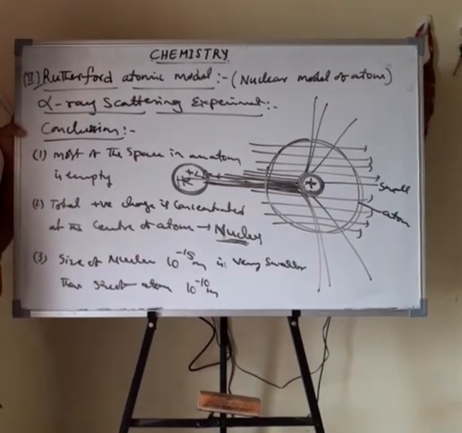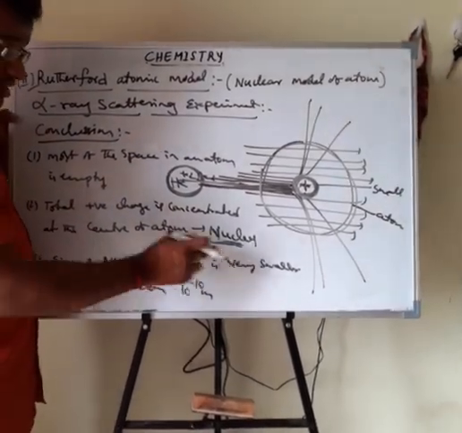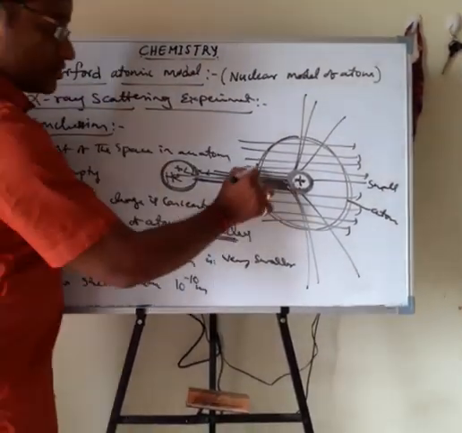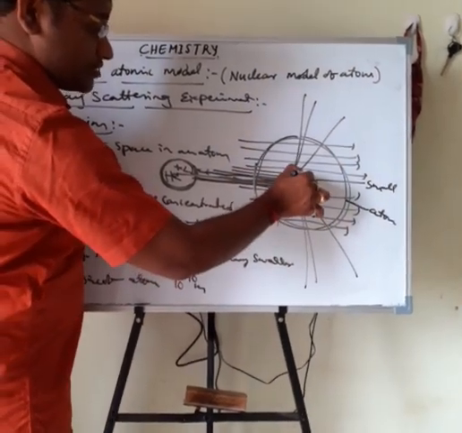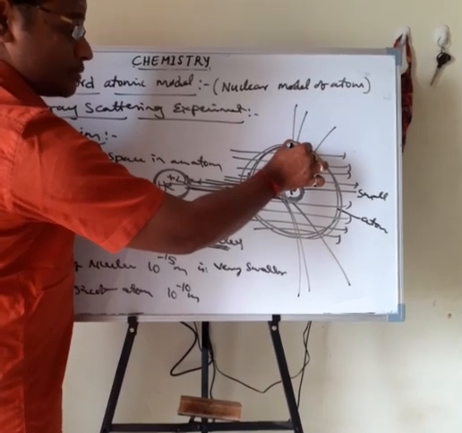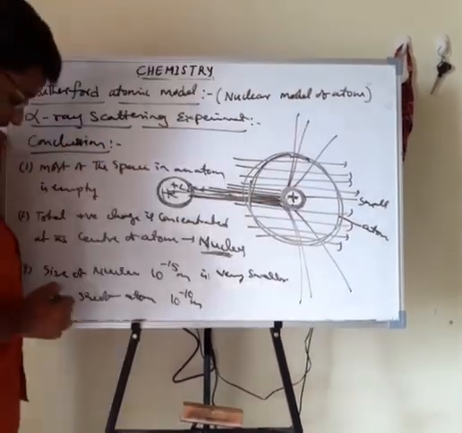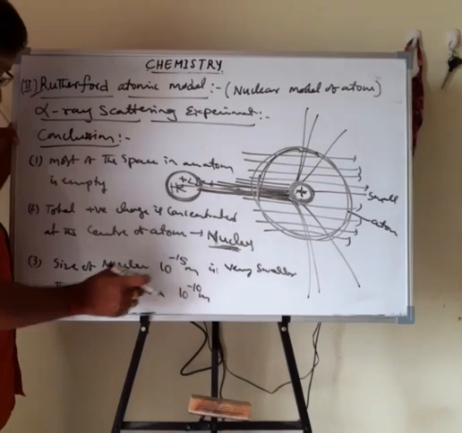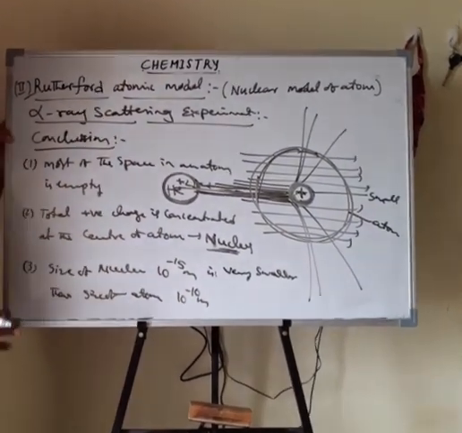The next one is the third conclusion. The size of the nucleus is very small compared to the size of the atom. The size of the nucleus is 10 power minus 15 meters, while the size of the atom is 10 power minus 10 meters. So that is the third point: the size of the nucleus is very small compared to the size of the atom. So this is about the conclusions.